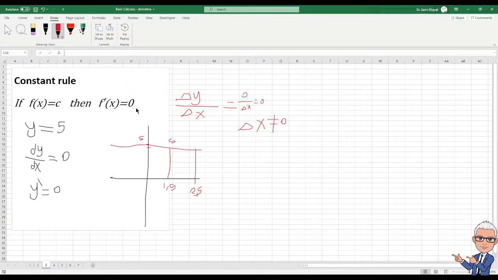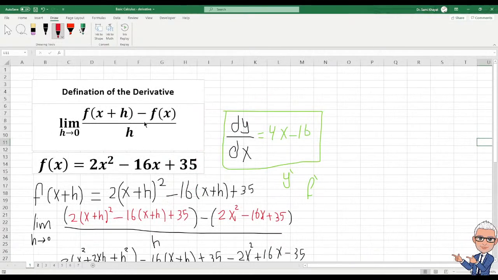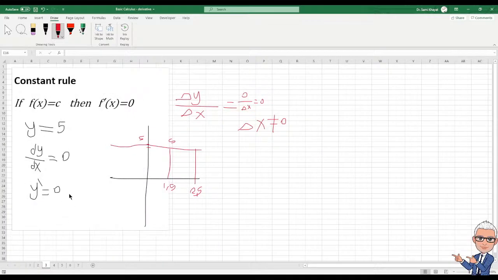That's why the derivative of a constant is 0. If we go back to our first example, I have 35, which is a constant. You can see it does not appear in the derivative. This is the first rule we have: if it is a constant, the derivative is 0.